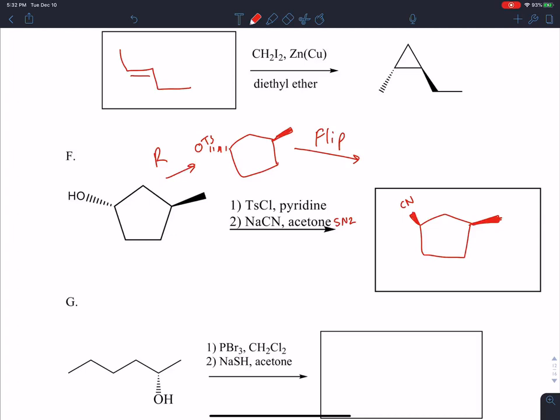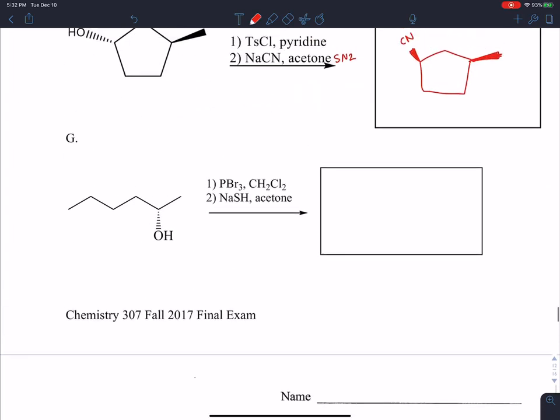Next one, PBr3 flips and NaSH also flips. So here what we're doing is we're going to first flip to wedged Br, and then you do NaSH, which is another flip. So they are both SN2 and another SN2. If you do that, the final answer would be a dashed SH.